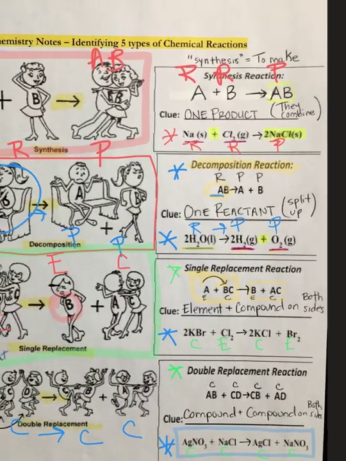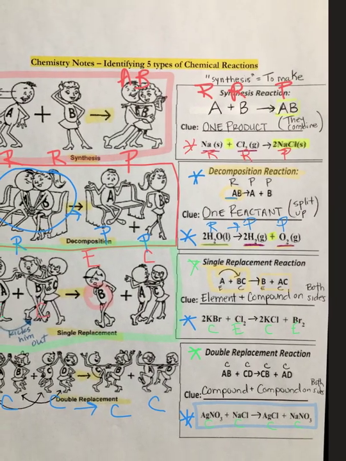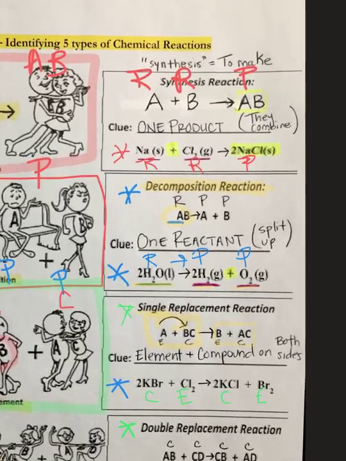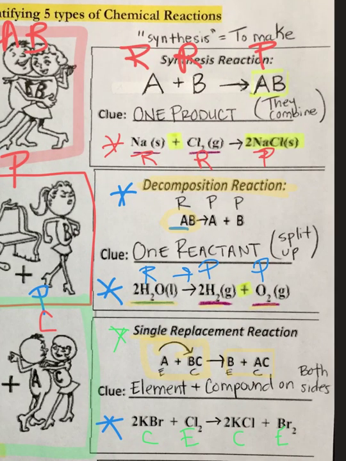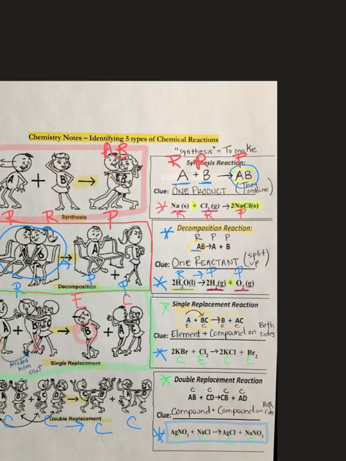The one that has one product is going to be synthesis. Okay, you started off with two reactants and you came together to form just one product. Synthesis means to make. It came together. They combined and came together. So if you only compound on both sides.